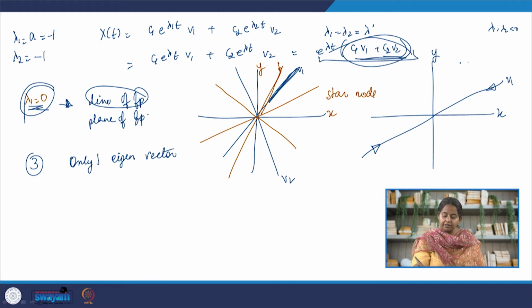Now let's say we have a starting point here. This trajectory will move, and as this phase point moves and approaches the fixed point, it will become tangential to the only available eigenvector. So our flow lines look like this.